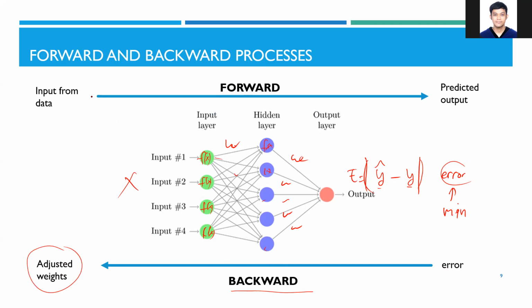Okay, I repeat one more time. We have two main processes, forward and backward. Forward is we process our input into a predicted output. Then, based on this error information, we can adjust our weights, so then for the next iteration, the error will decrease. Okay, so how to do this?